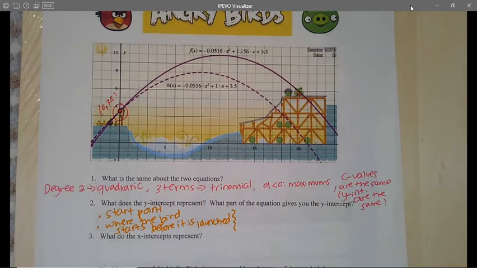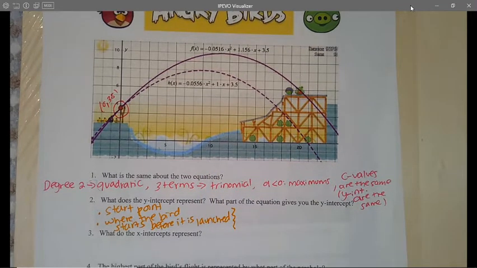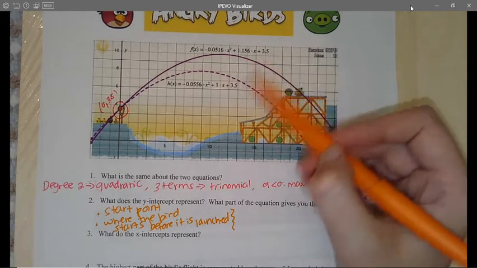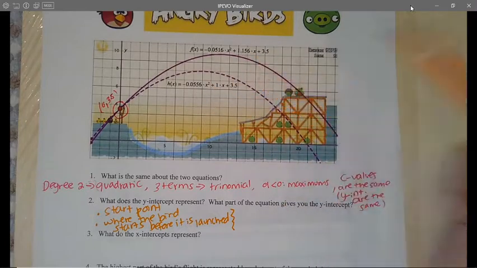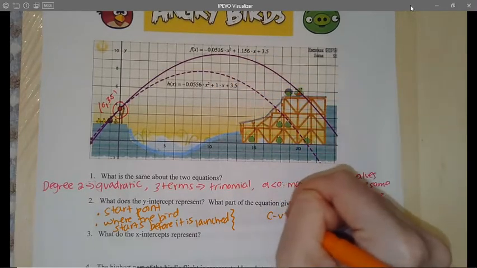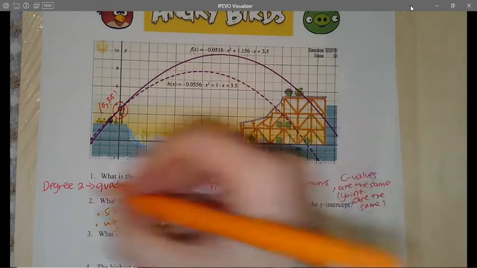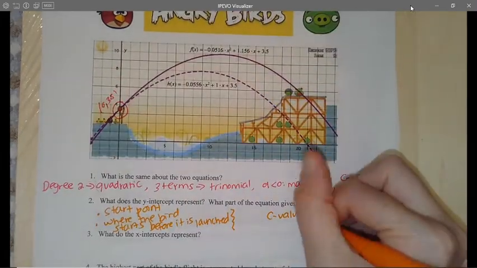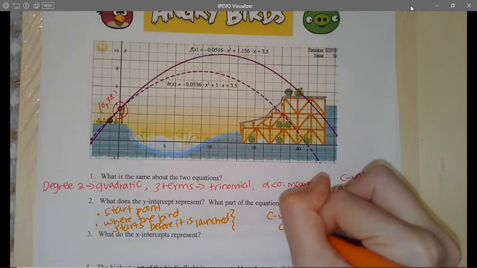Okay, I'm going to separate it because there's another question. Okay, so that's our start point. What part of the equation gives you the y-intercept? Well, I already kind of gave that away. Remember, what part of our standard form always tells us the y-intercept? Well, that is the c-value. So the c-value tells you what the y-intercept is, which in this case, c equals 3.5.